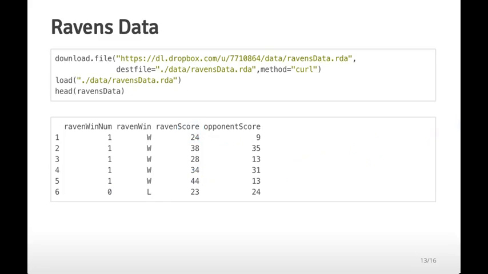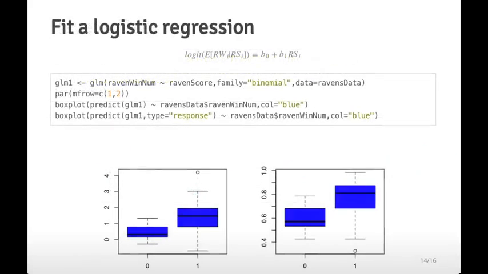And so one thing that we could do, just like I explained for inference, is treat the Ravens win variable as a quantitative variable and fit a linear regression model and try to predict it based on, say, the Ravens score. But a better choice would be to use a logistic regression model where we model the logit of the expected value of the Ravens win variable given the Ravens score variable. In other words, the logit of the probability that the Ravens win is equal to a linear function of the Ravens score. And we can fit that model just like we talked about when we talked about binary regression.